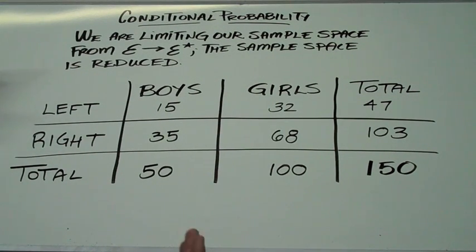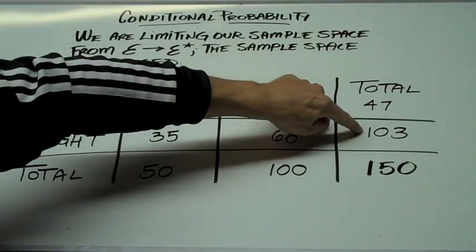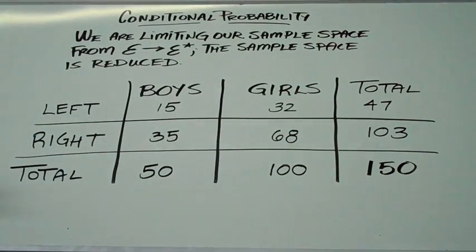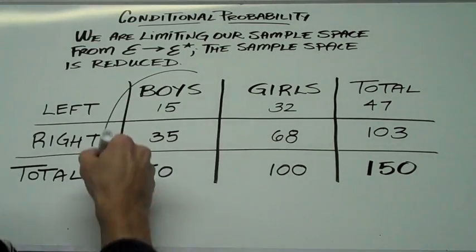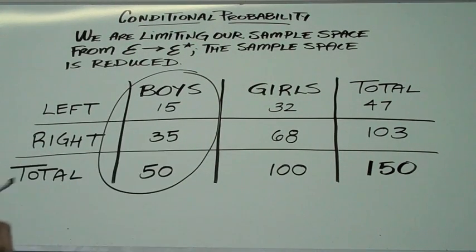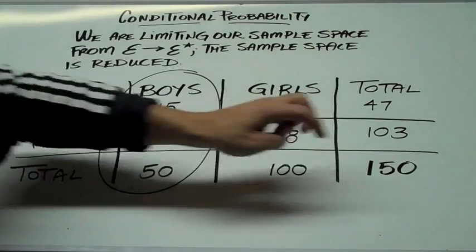Here's what we're doing. If I have boys and girls in some school somewhere, and we're talking about how many are left-handed and how many are right-handed, I can ask, well, how many are left-handed? Of course, it's 47 out of 150 is the probability of being left-handed. What's the probability of being right-handed? 103 out of 150. That's not conditional probability. If I limit the sample space, I say, of the boys, I'm just looking at the boys now, this becomes my sample space. Of the boys, what's the probability of being left-handed? It's going to be 15 out of 50, which is different from our 47 out of 150.